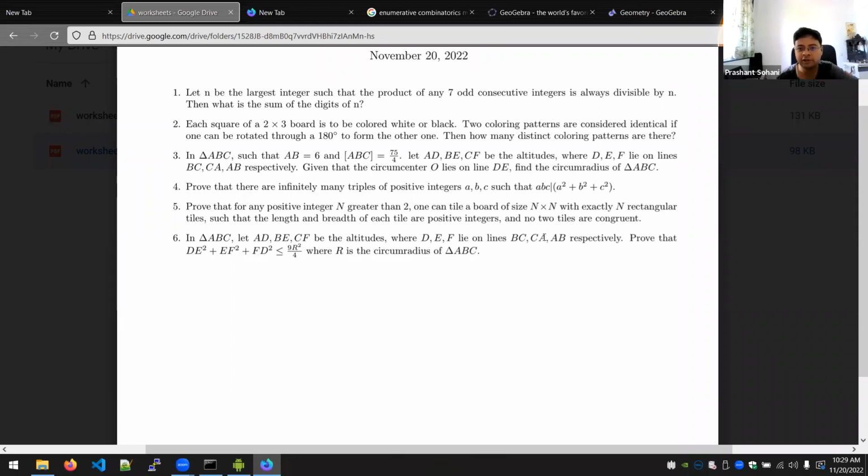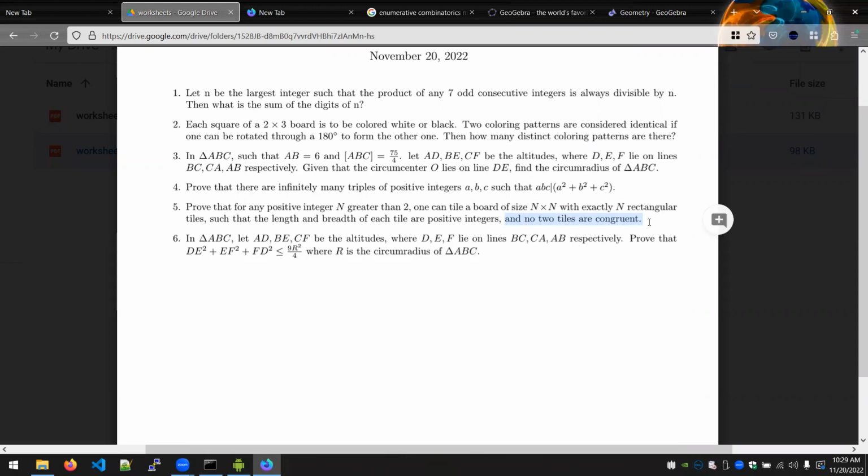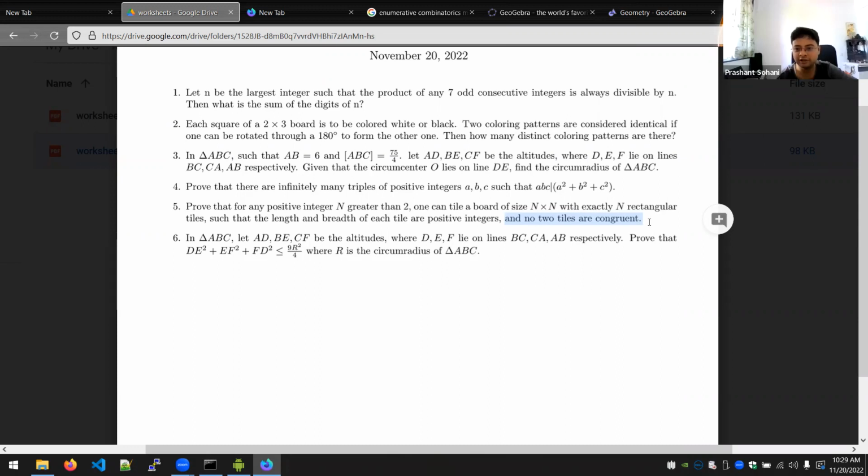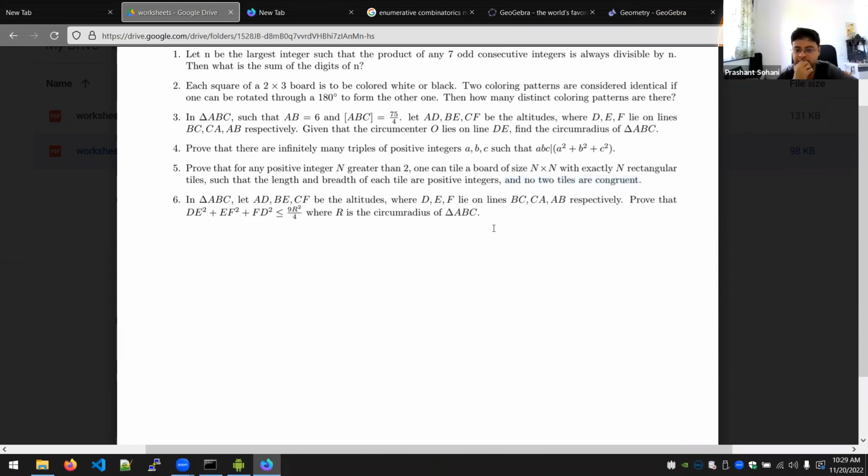So if I drop this condition that no two tiles are congruent, then there is obviously one solution, right? Two solutions, yeah. Horizontal and vertical. Yes, consider it. Right. But that condition seems to make the problem suddenly somewhat challenging.